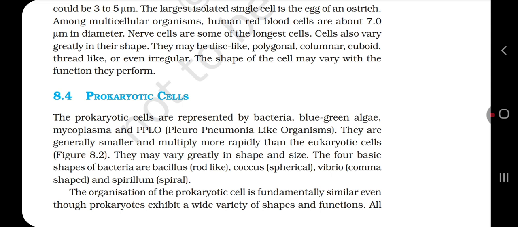Cells also vary greatly in shape. They may be disc-like, polygonal, columnar, cuboid, thread-like, or even irregular. The shape of the cell may vary with the function they perform.